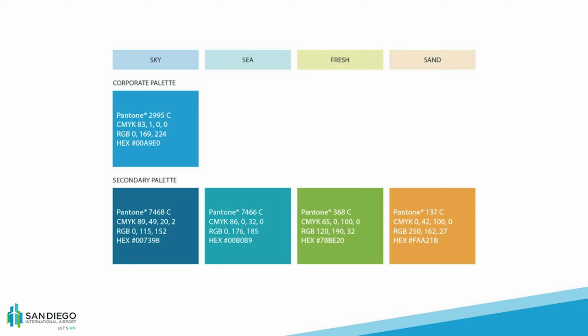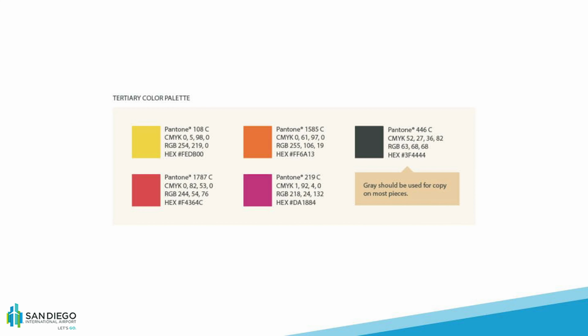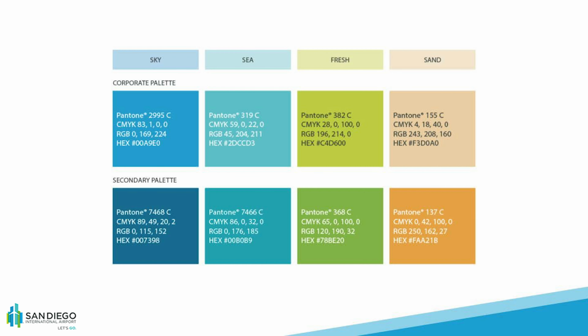The secondary colors should be used in a way that supports our main color palette, like in graphs, tables, and icons. With the exception of copy, for which gray is the go-to, our tertiary colors should be used sparingly. They may be used as pops of color in graphic elements or as a way to emphasize copy. However, we should always strive to stay in our corporate or secondary palette.